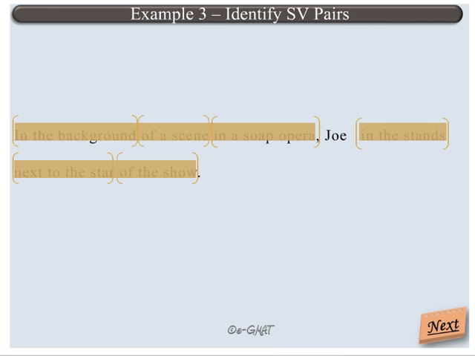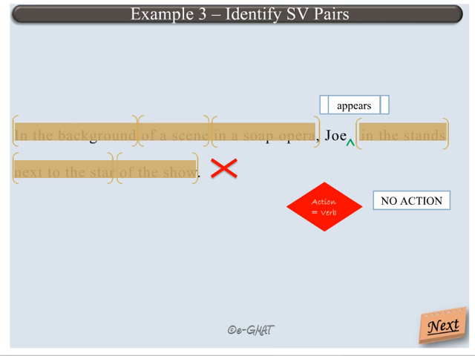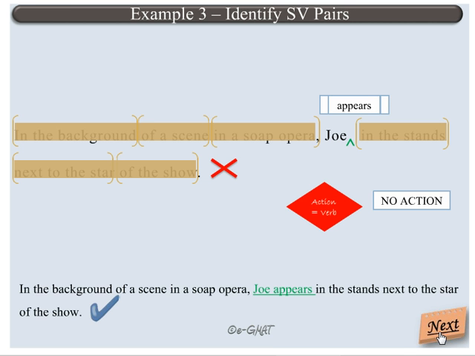Now we will ignore these prepositional phrases for the sake of subject-verb analysis. As you can see, Joe, a noun, is the only unshaded word and hence there is no action in this sentence. This sentence hence violates the subject-verb must exist rule. Now this can be corrected by adding any meaningful verb in the context of this sentence, such as appears. Now read the corrected sentence.